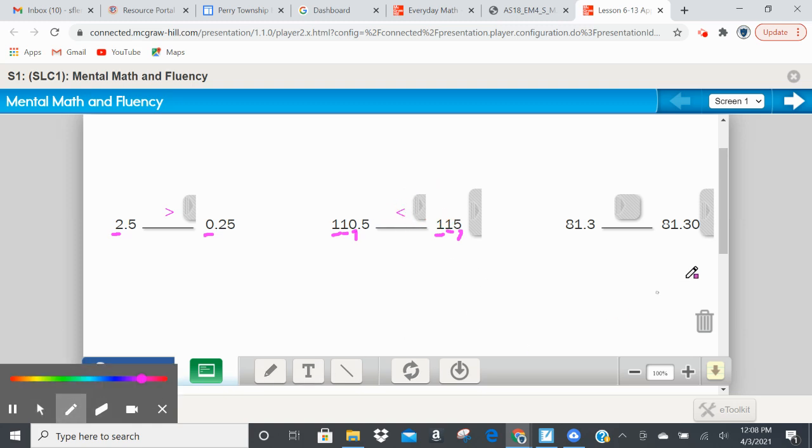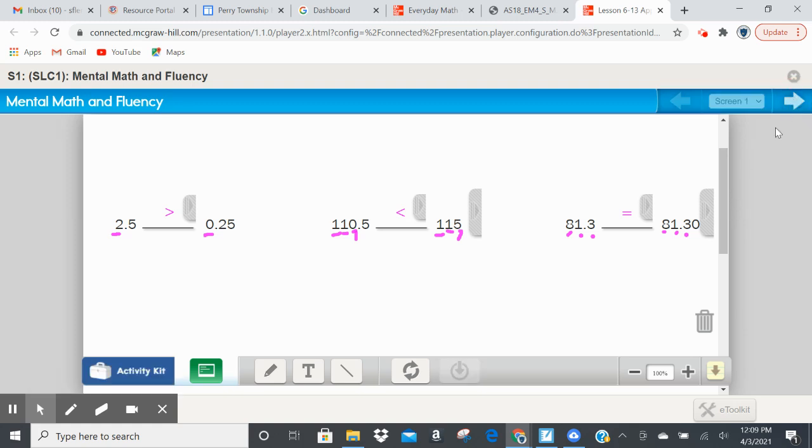Last one. 8 and 8 are the same. 1 and 1 are the same. 3 and 3 are the same. So these are all equal.